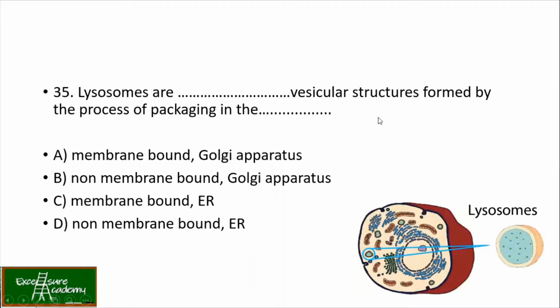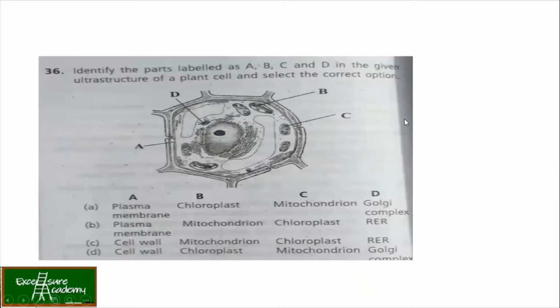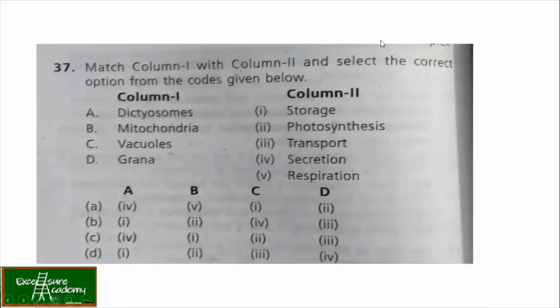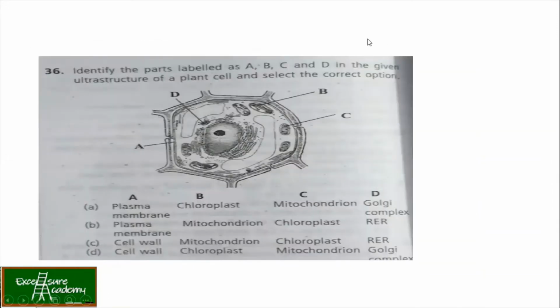Moving on to the next. Identify the parts labeled as A, B, C and D in the given ultrastructure of a plant cell and select the correct option. So first is A. Then we have got B over here, which looks like, I guess, the chloroplast. And then C is there, which is very much clear that it is mitochondria. Correct? Oh, sorry. Okay. So C is your mitochondria now.